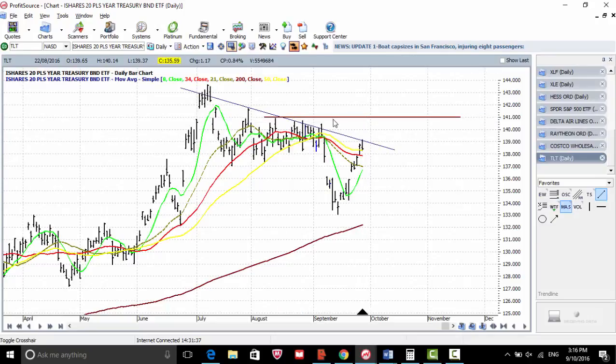So where on the downside then am I expecting the bonds to get to? Well, the last support level is back here, where the bonds were at 133.